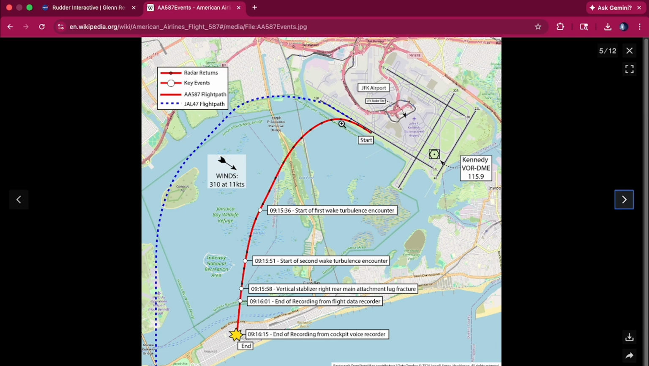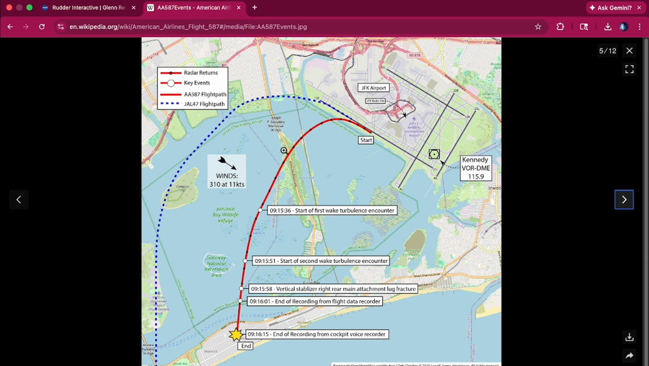This proceeded afterwards, the American 587. It turned, so the ATC recording was fine. Once it hit 9:15, there was wake turbulence, and then second wave turbulence. There was a leg input from one of the pilots, and the rudder, the vertical stabilizer, disintegrated and got detached, and it crashed over here at Far Rockaway.